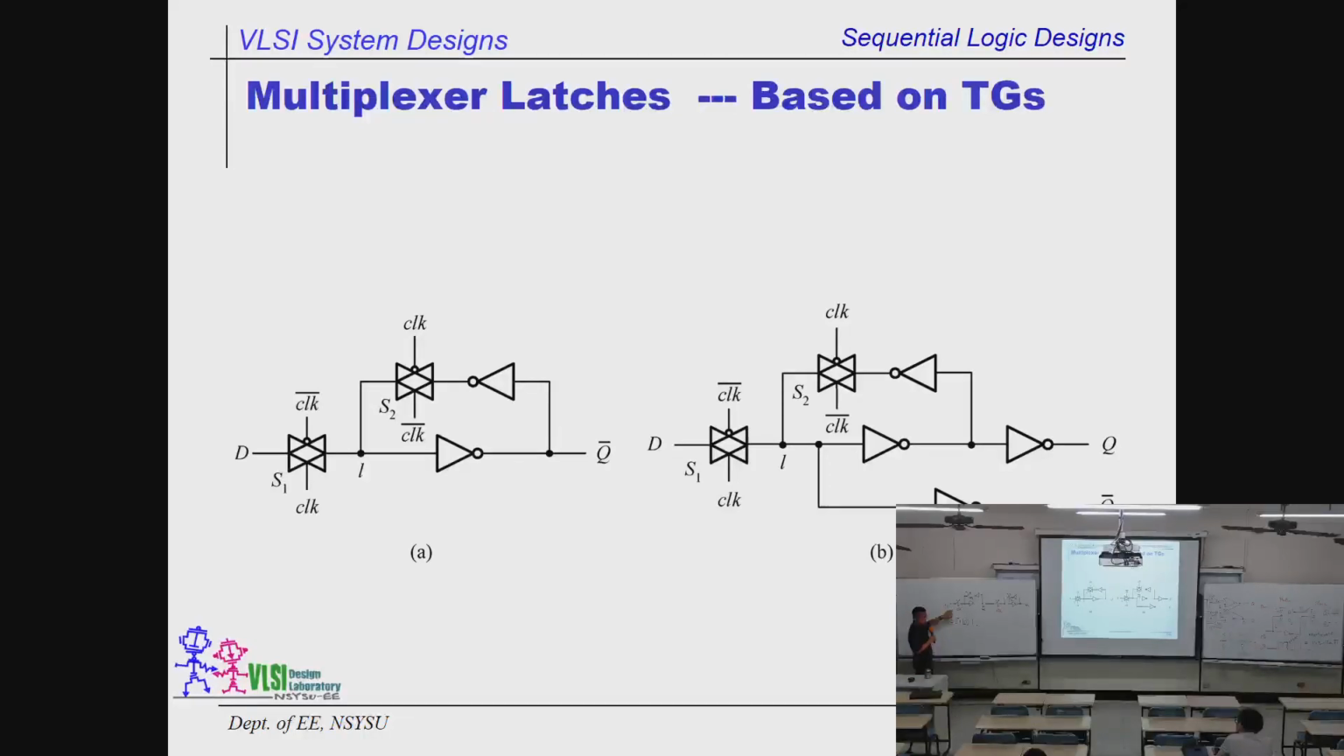See, now when the clock is 1, this one is on, this is off. So the new data is coming over here and stays there, but this one is 0, so it's off, disconnected. And this one is doing the loop and the refresh. That's when the clock is 1.